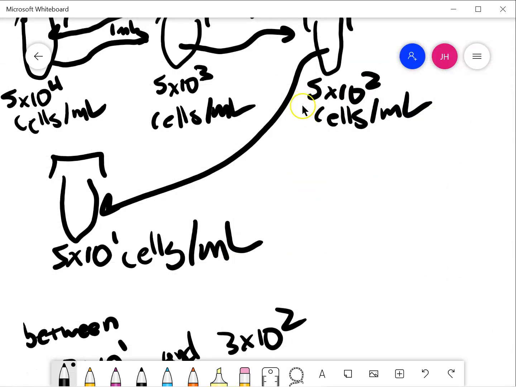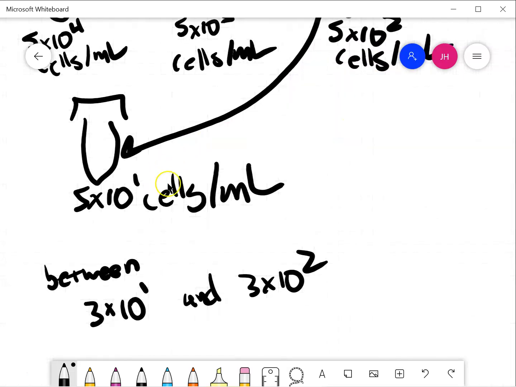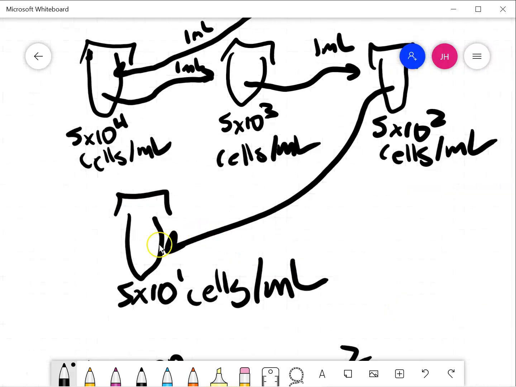Let's see. What's this one? 5 times 10 to the 2, that's 500. That's too much. But this one is 5 times 10 to the 1. This is 50. So this is between these two. So this one actually has the right concentration of cells.